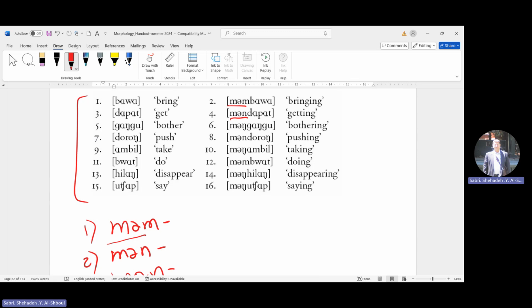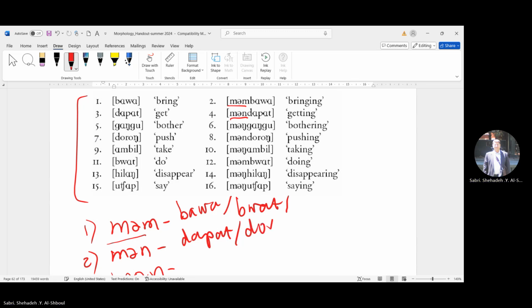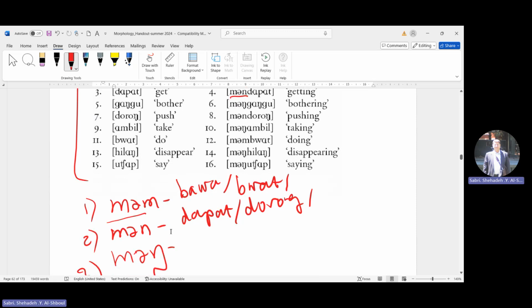We find that mam is added to the words bawa, and so on. Man is added to dapat, dorong. And mang, the velar nasal, is added to gang, gu, ambial, helang, and uchap.